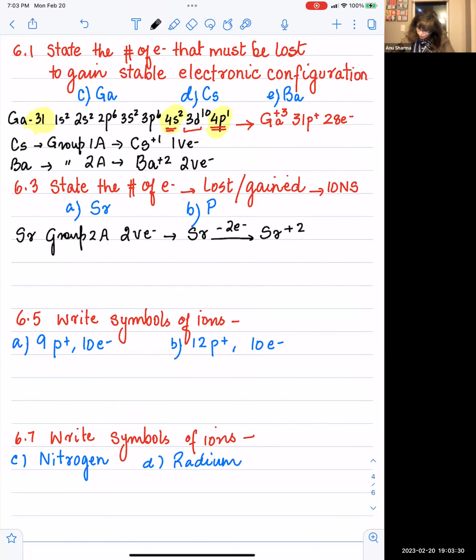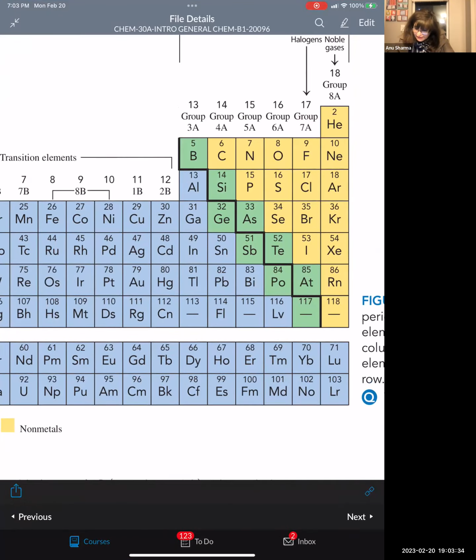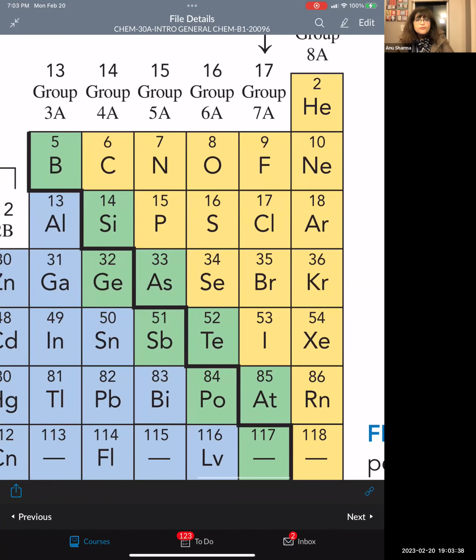Okay, look at phosphorus. Now here we have phosphorus. Phosphorus is present in group 5A.